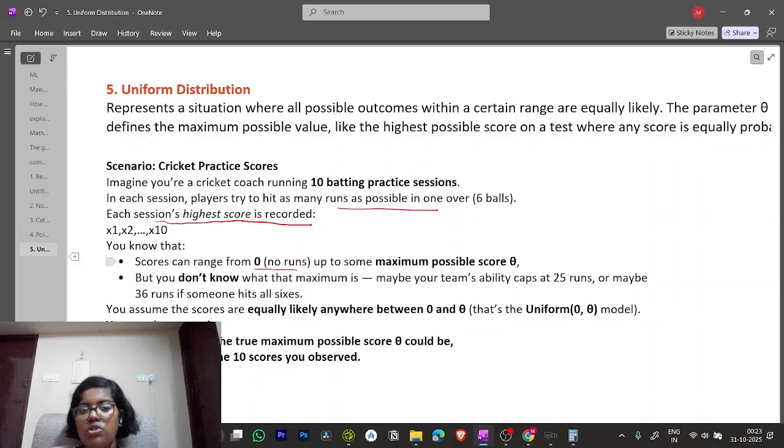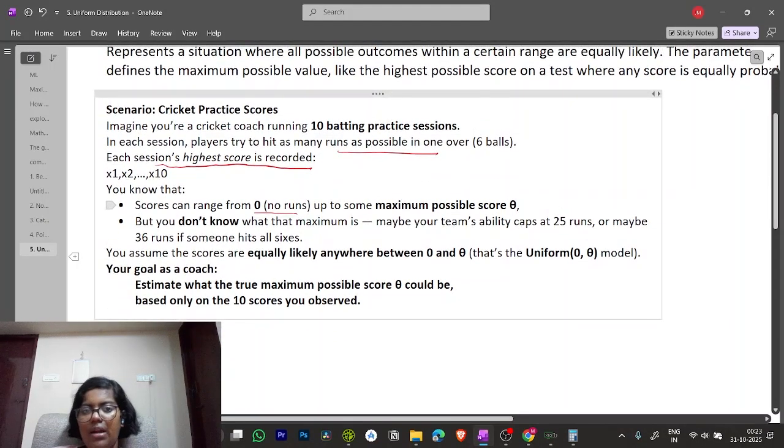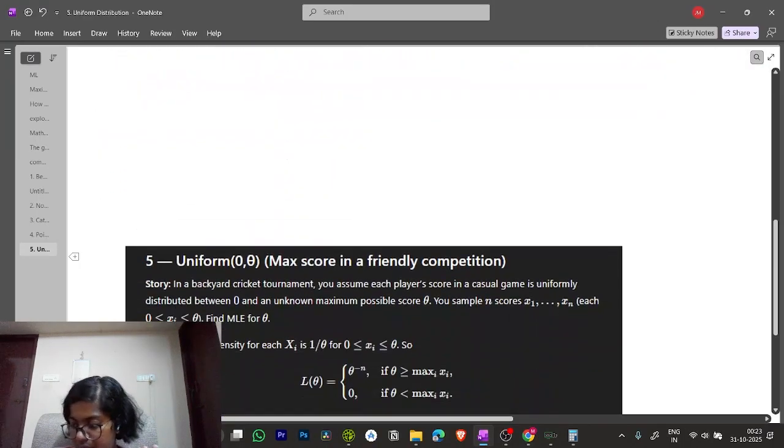So you assume the scores are equally likely anywhere between 0 and theta. Okay, that's called a uniform distribution. So my goal as a coach, as in you as well, is to estimate what the true possible score theta could be based on only the 10 scores that I have observed. So I have the maximum, and from that I'm going to estimate what could be the value of theta.